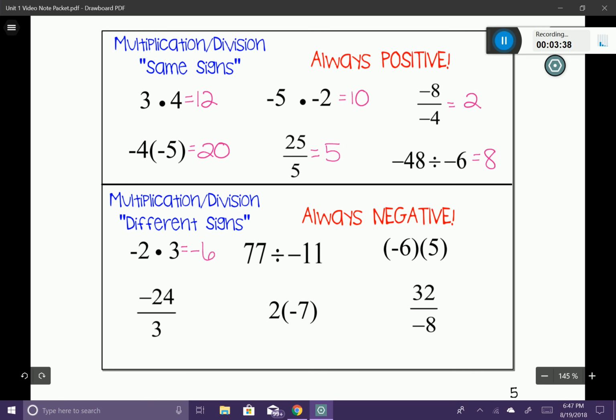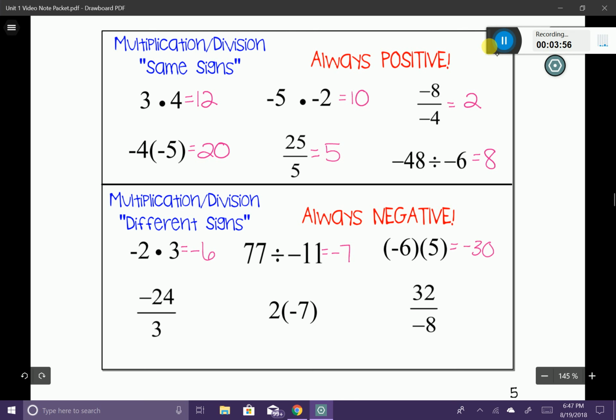77 divided by negative 11. I have two different signs. That's going to leave me with a negative answer, and that's going to be negative 7. Negative 6 times positive 5. Notice negative times a positive. That's going to give me a negative answer, negative 30.